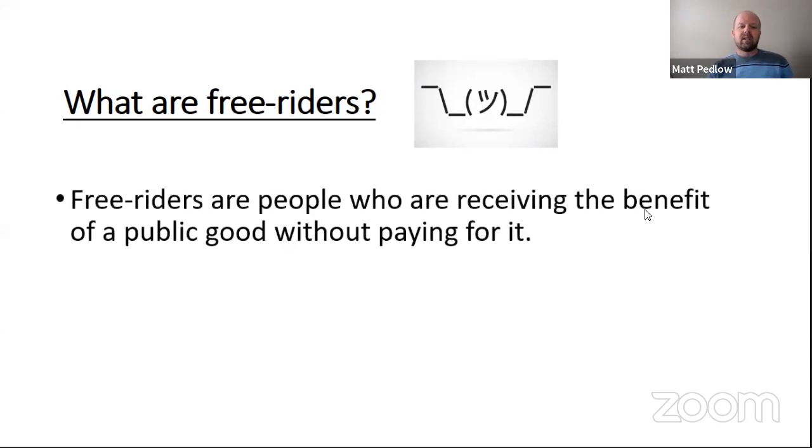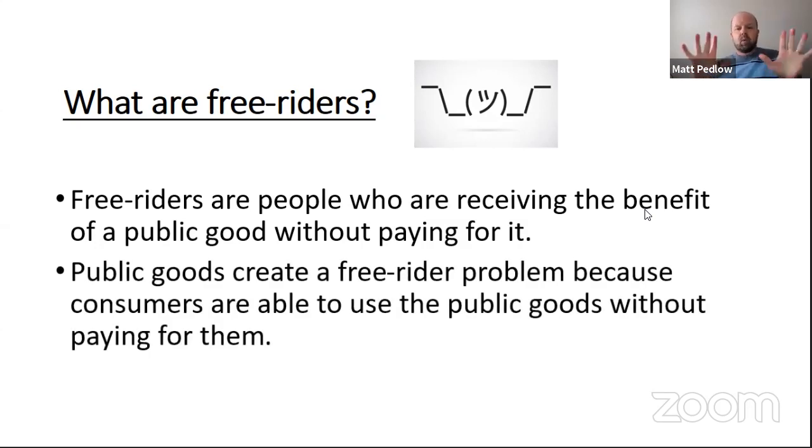A free rider is someone who's receiving the benefit of a good, a public good, without paying for it. So we've now given them an official name in econ. These people are called free riders. They're benefiting from the public good without paying for it. We're going to talk a lot about some examples and then possible solutions, but this goes back to that street light. Public goods create this problem because consumers are able to use them without paying for them. So we now call this the free rider problem.